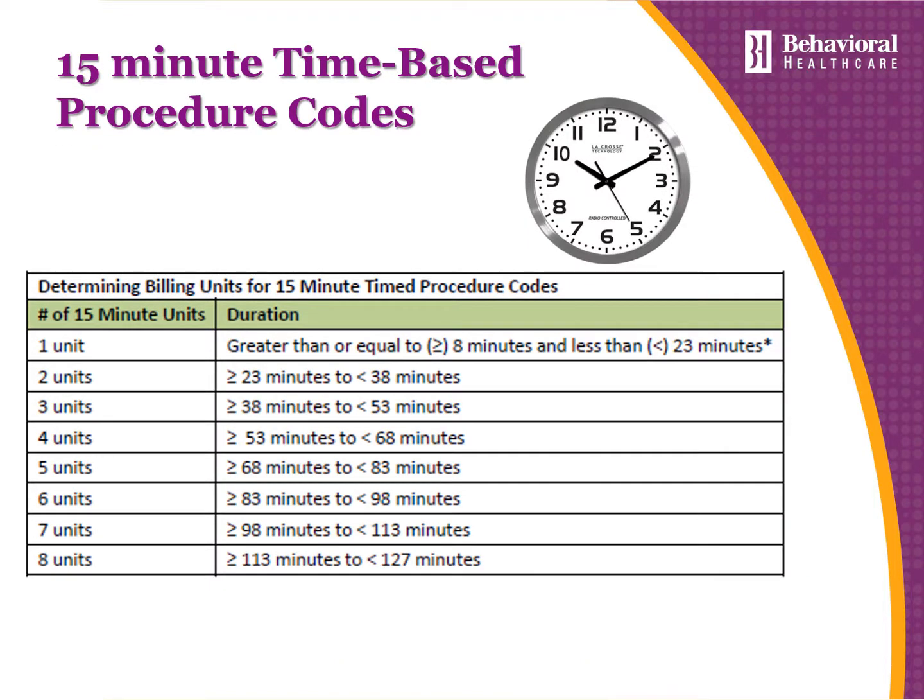This table is used as reference for all 15-minute unit codes. This will guide you to the appropriate calculation of units based on the duration of service rendered. As an example, you spend 1 hour and 10 minutes on a service. The appropriate number of units to bill is 5.